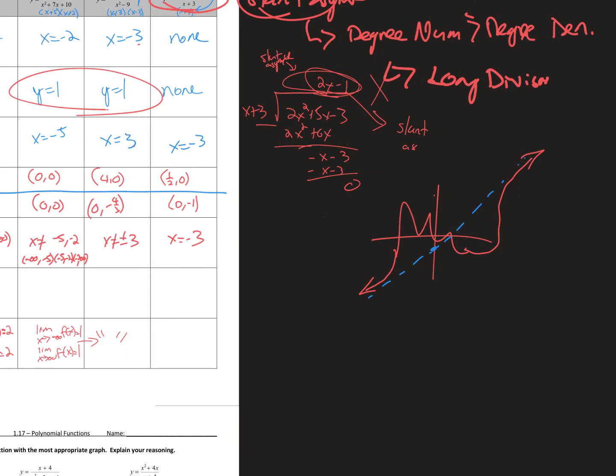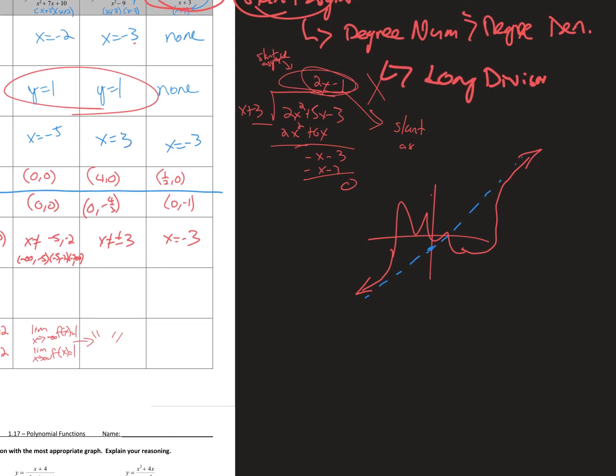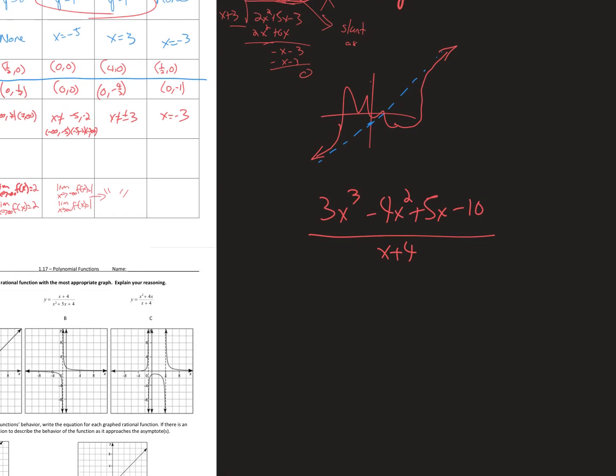Sometimes, for instance, if I randomly had one here, if I had 3x cubed minus 4x squared plus 5x minus 10, and I divided that by x plus 4. I can tell right now, it's not going to give us a straight line for our slant asymptote. So to graph this, long division wise, I get x plus 4, 3x cubed minus 4x squared plus 5x minus 10.